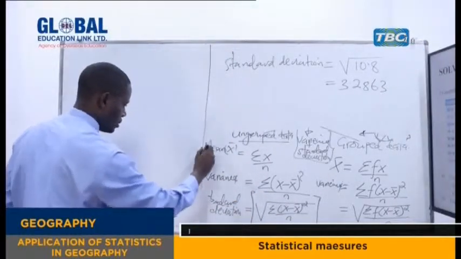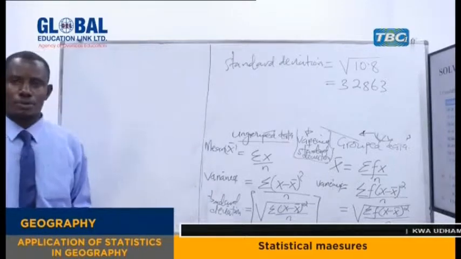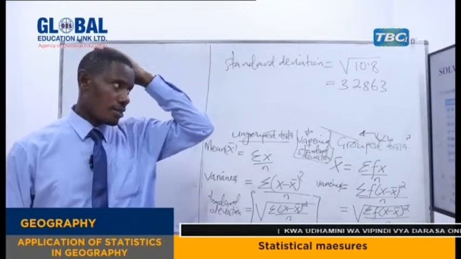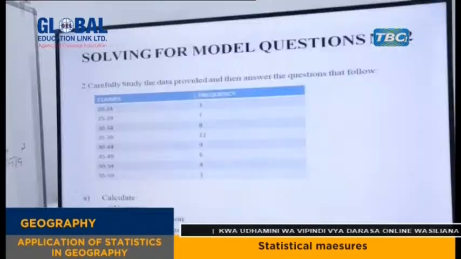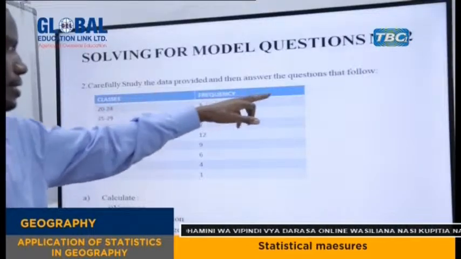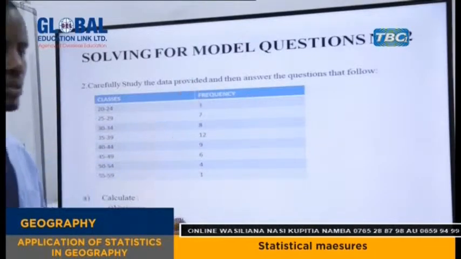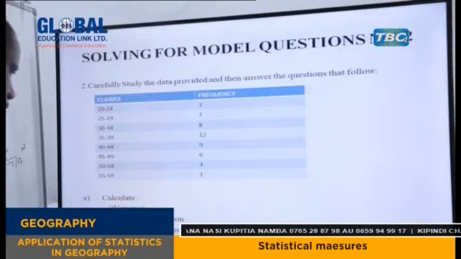For question number 2, it's a little bit complicated because over there we have to find the class mark, then we should proceed with the other things. So question number 2 is given as: carefully study the provided data and answer the questions that follow. We have been given the classes, given the frequencies. Then we have been asked to find the what? The variance, the standard deviation.